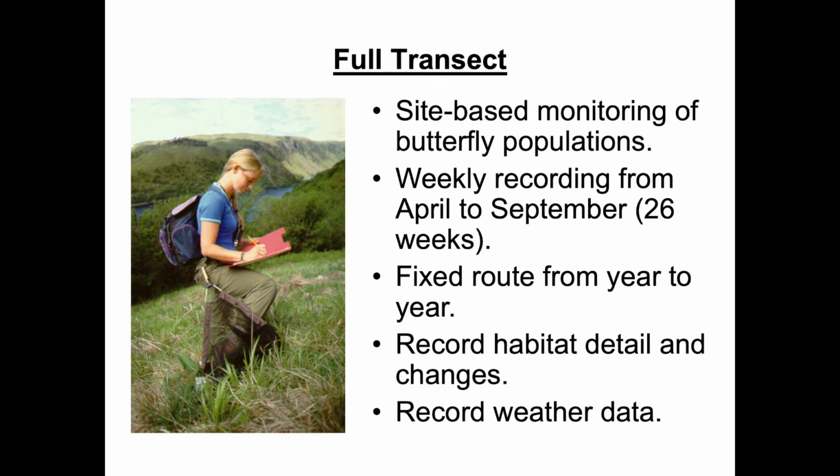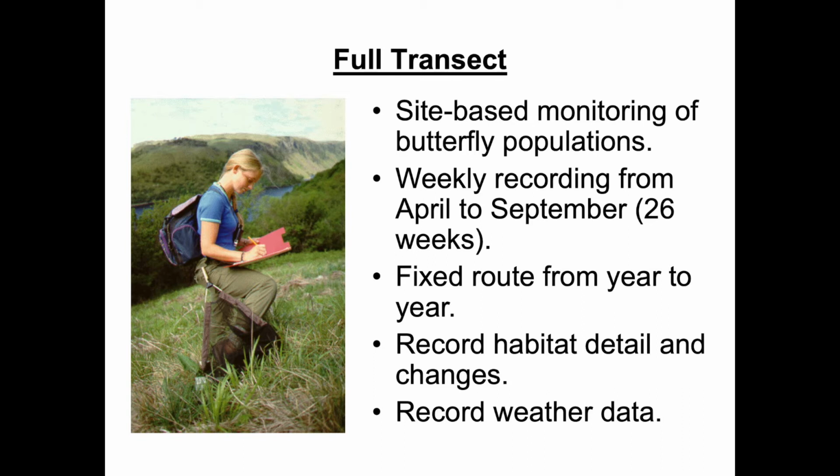And because butterflies vary because of the weather, what we try and do is take out all the other variables. So when we know a butterfly population changes, we can say it's because of habitat rather than just the current weather conditions. You walk it between the 1st of April and the end of September, 20 weeks or 7-day periods as you're going along. You have a fixed route, and that's very important from year to year, because again, it's all about cutting the variables down. You record any habitat details.